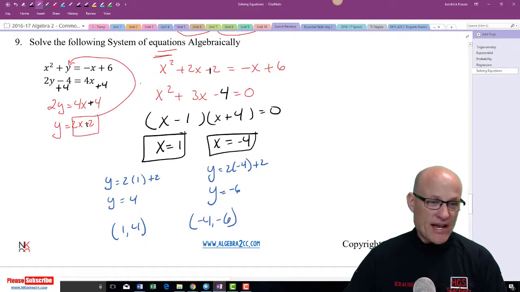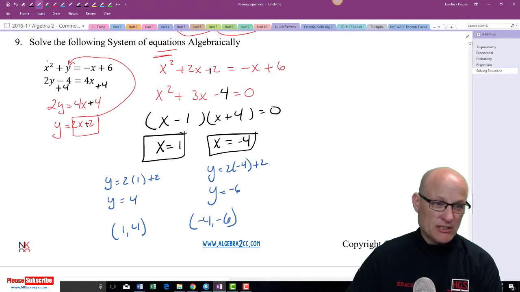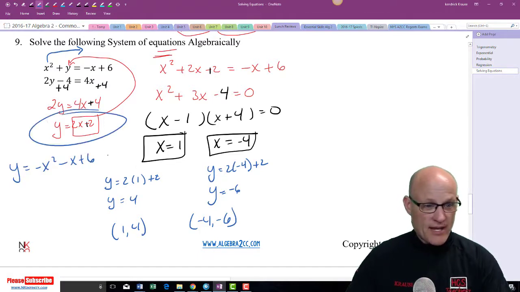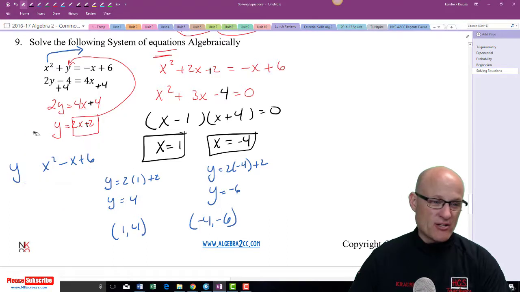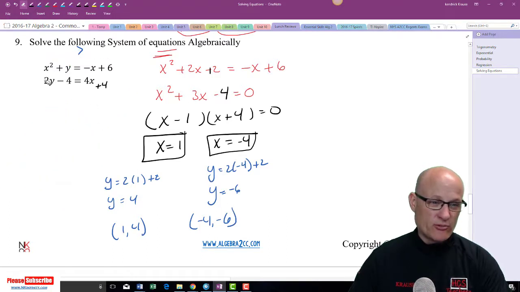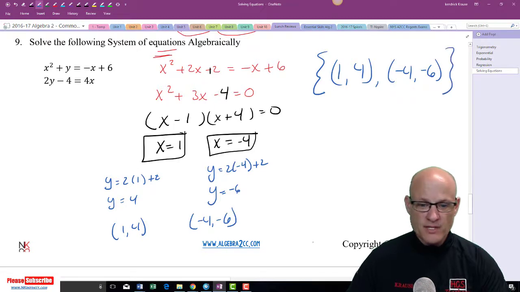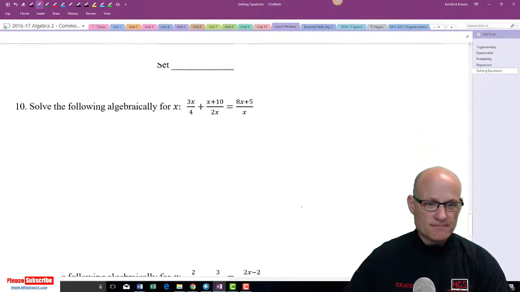Now, these ones, I actually might graph these ones to check them. Bring this x squared over. I get y equals negative x squared minus x plus 6. Graph that with that. The only problem is you're not checking it back into the originals. You really should check them back in the originals. These, in fact, do work. So my answer is 1, 4, and negative 4, negative 6. There it is. All right, moving on.